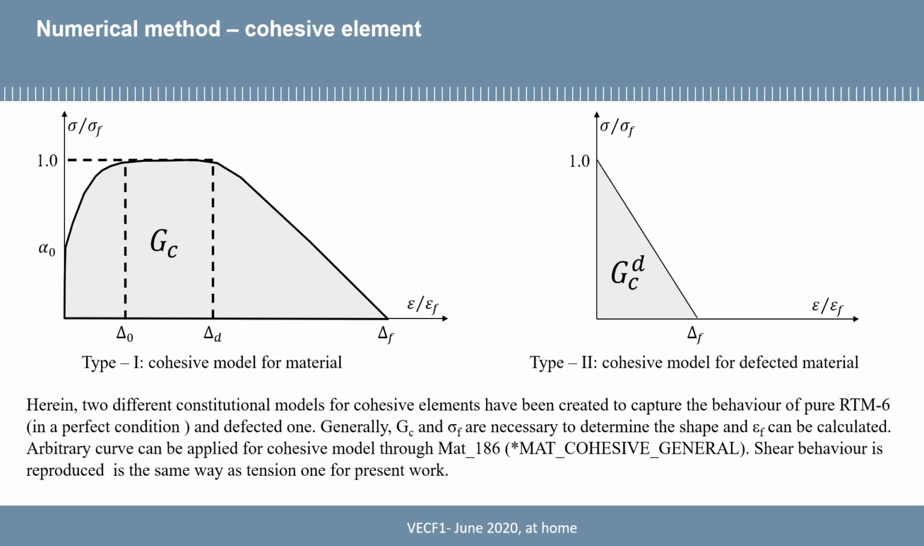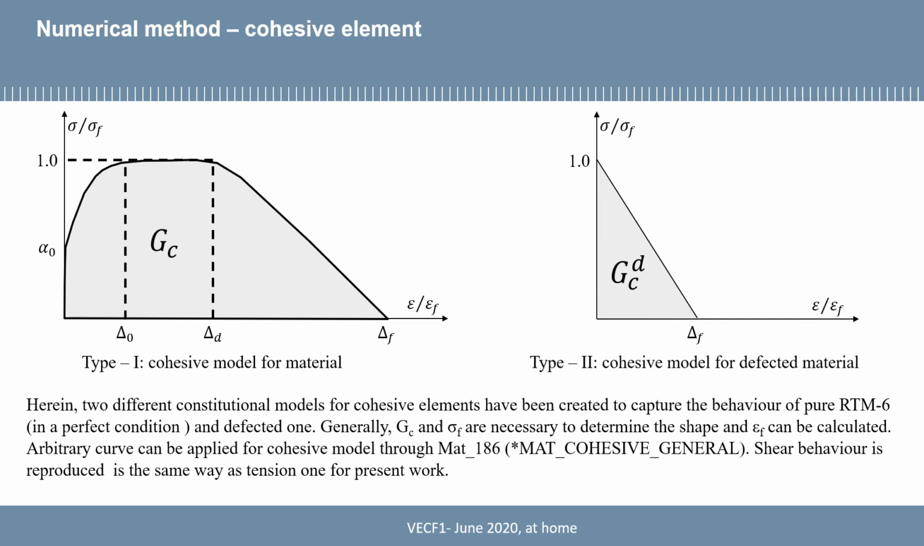Okay, I will introduce something about the cohesive elements. Herein, we use two different cohesive material models. Type 1 is used to model the perfect materials, while type 2 is used to model the defected elements. Both the tension and shear behaviors are replicated with the same curves. And also, we have to give the parameters GC, the energy release rate, and also the failure stress, which is the sigma F here, and the failure strain will be calculated automatically.